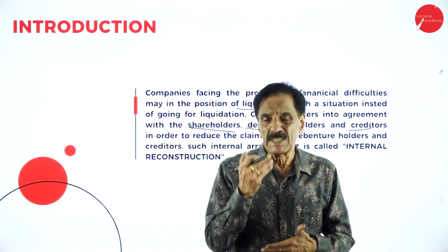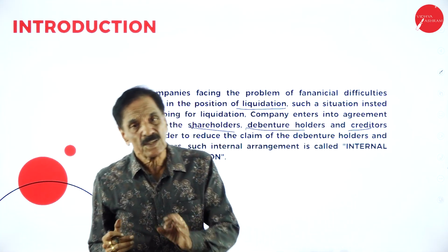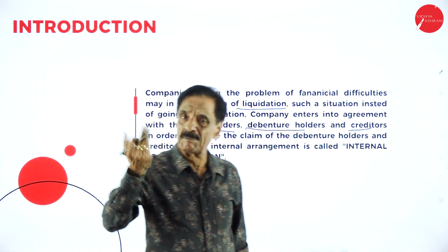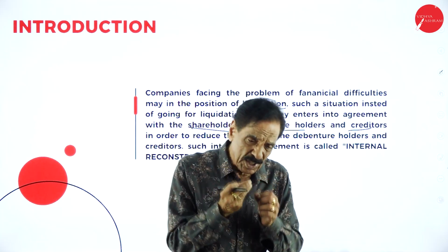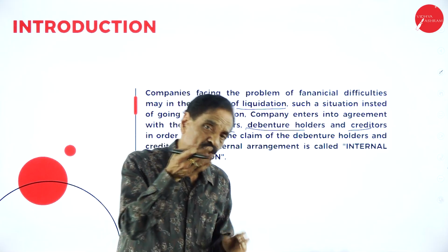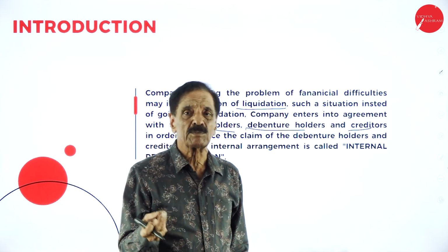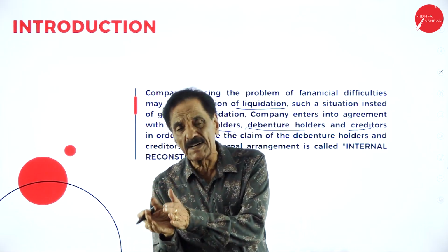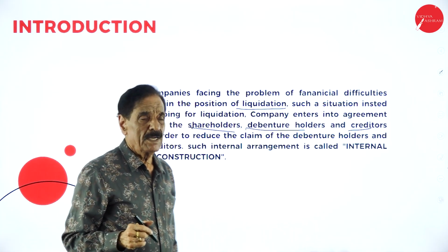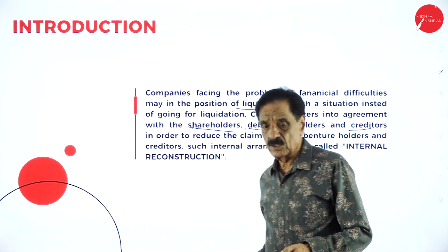I will repeat. When the company is facing financial difficulty, it has to be closed down. Instead of closing down, the company will talk with the shareholders, debenture holders and creditors so that if they can spare some amount, the company can be reconstructed and restarted. When the company becomes healthy, whatever money they gave has to be paid back to them. Such an arrangement we call internal reconstruction. So I will tell you what entries are to be passed.